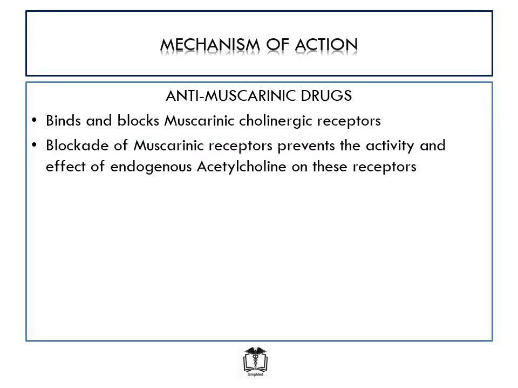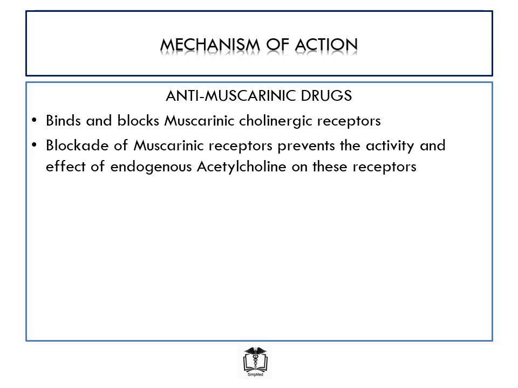Let's talk about the mechanism of action of our anti-muscarinic and anti-nicotinic agents. Starting with the anti-muscarinic agents, these drugs tend to bind and block muscarinic cholinergic receptors at different sites, particularly at the effector organs supplied by the parasympathetic nervous system. In doing so, they prevent the natural ligand, acetylcholine, from acting on these receptors. Remember that antagonists don't necessarily stimulate or cause conformational changes on the receptors.